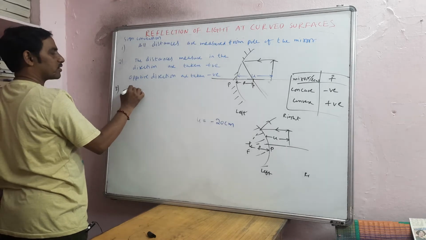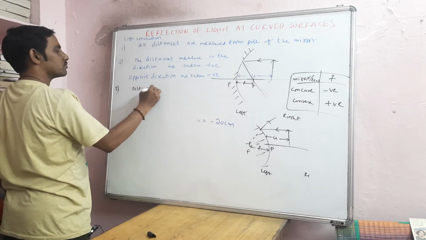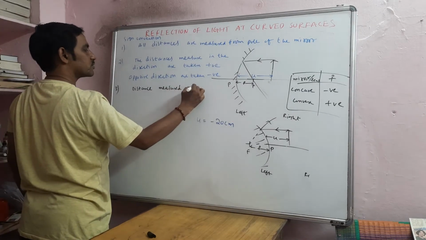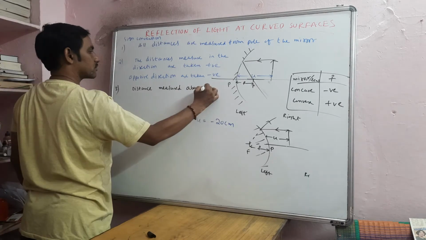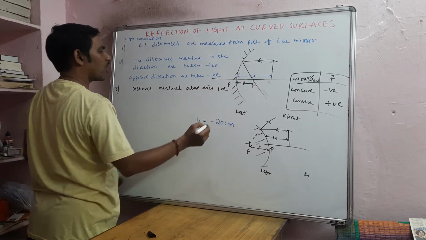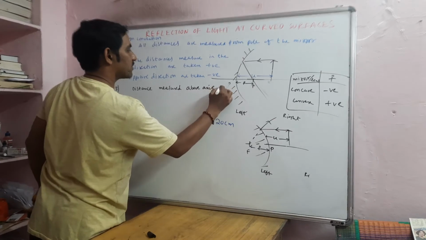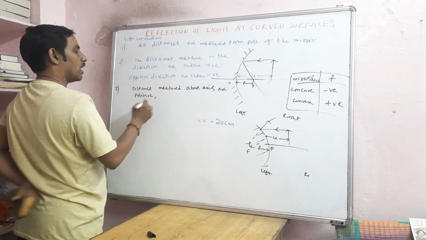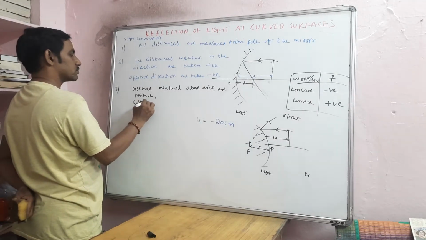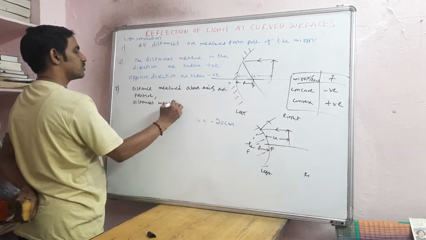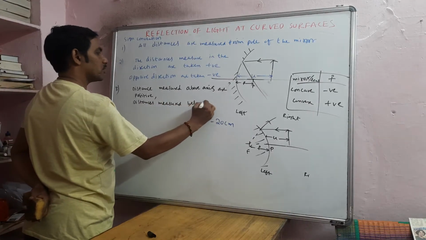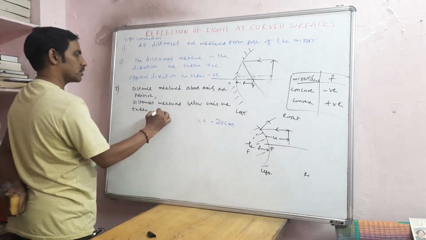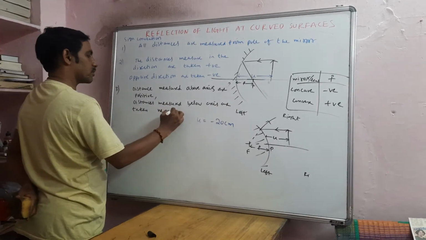Distances measured above the axis, the principal axis, are positive, and distances measured below the axis are taken negative. So you remember this.